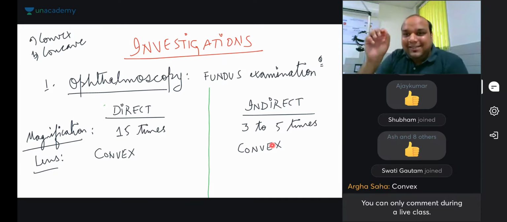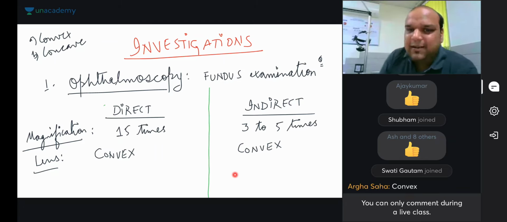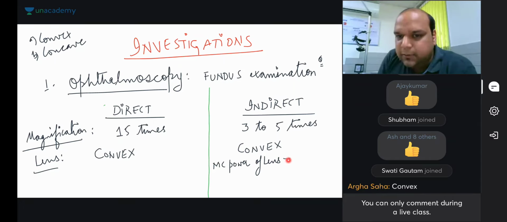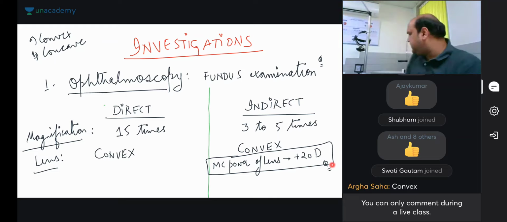But in an indirect ophthalmoscope, there is no lens. We need to use an external lens. So what is the most common power of lens used along with indirect ophthalmoscopy? This is the question which is asked, and the answer is plus 20 diopter. Please remember this. Plus 20 diopter.